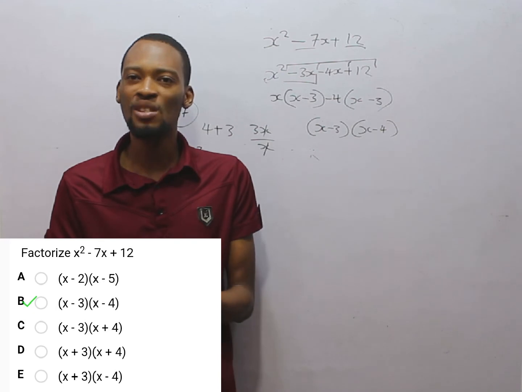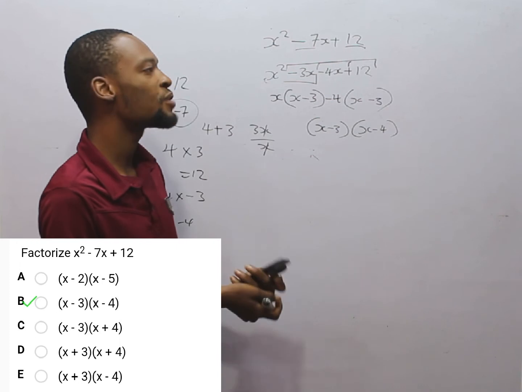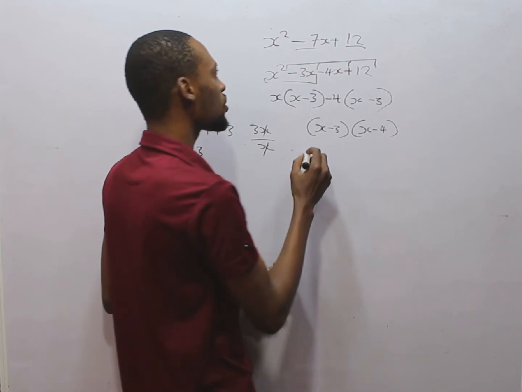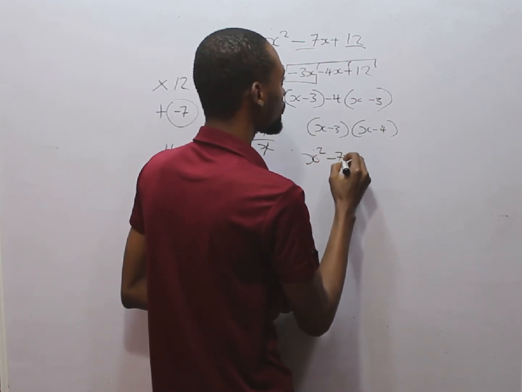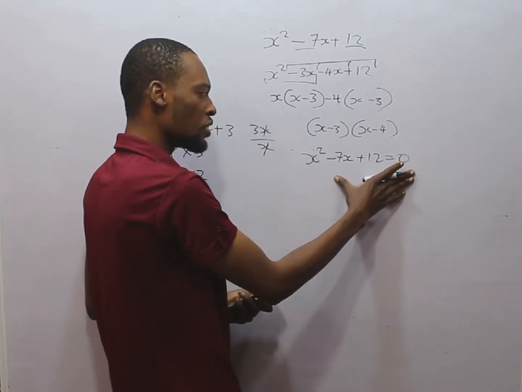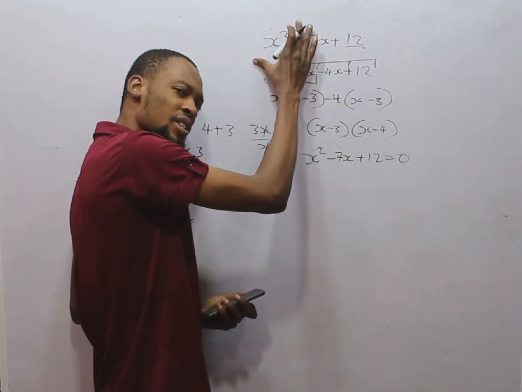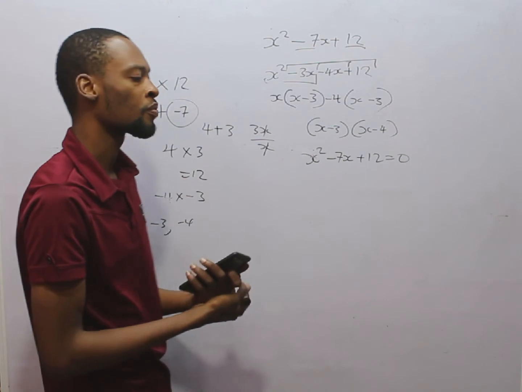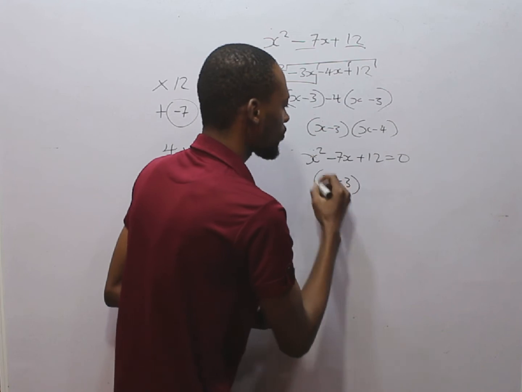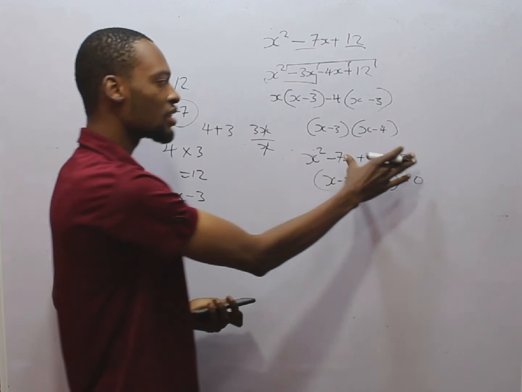What if it were a quadratic equation? Remember, there is a difference between expression and equation. Expression is when you have values without an equal to sign, while equation is when you have the same value with an equal to sign. Let's say equal to 0. This is an equation, there's an equal to sign. This is an expression. So this is a quadratic expression and this is a quadratic equation. If we are solving a quadratic equation, it would simply be s minus 3, s minus 4 equal to 0.